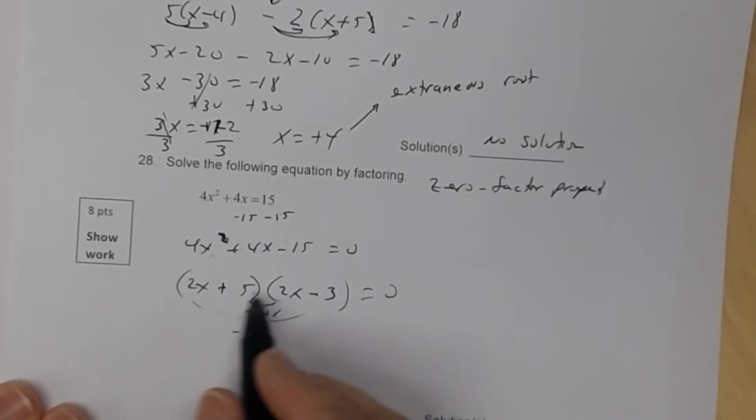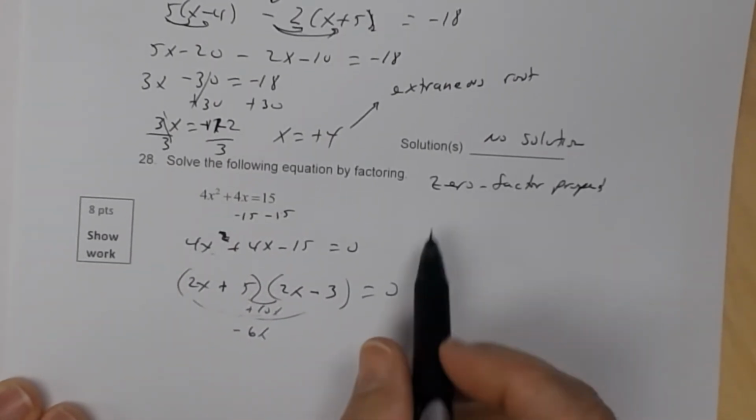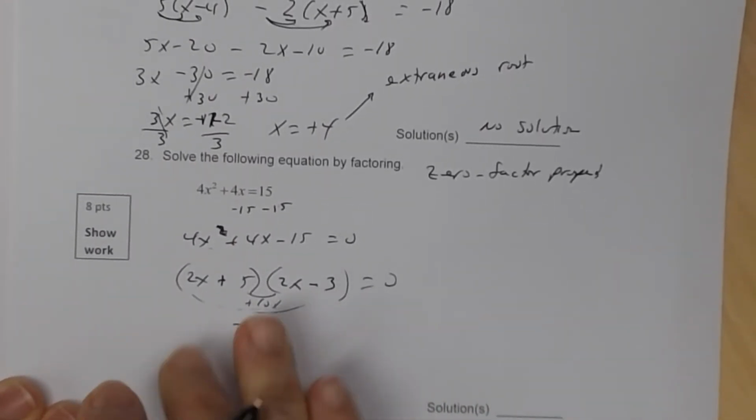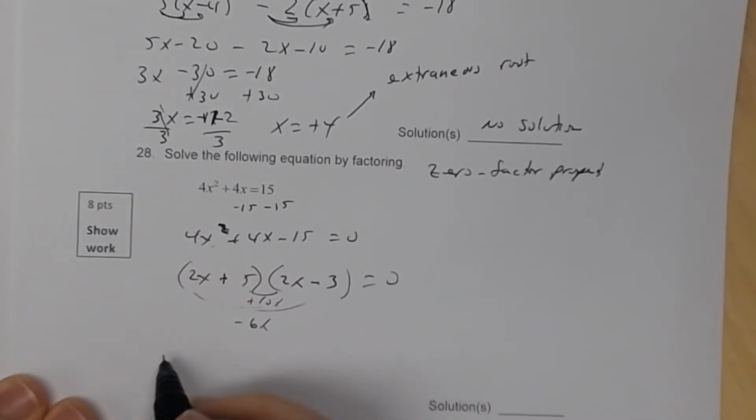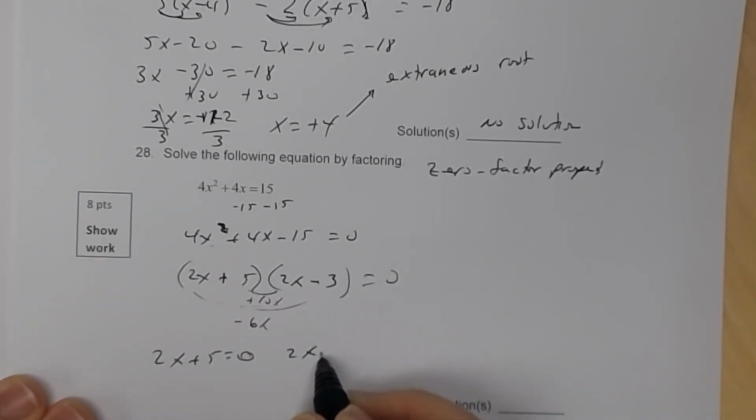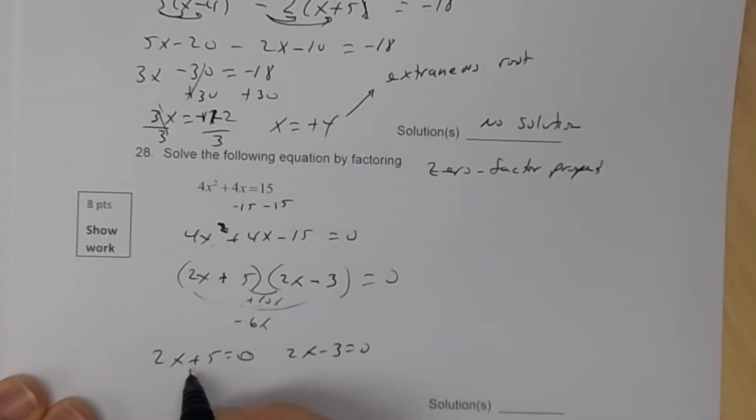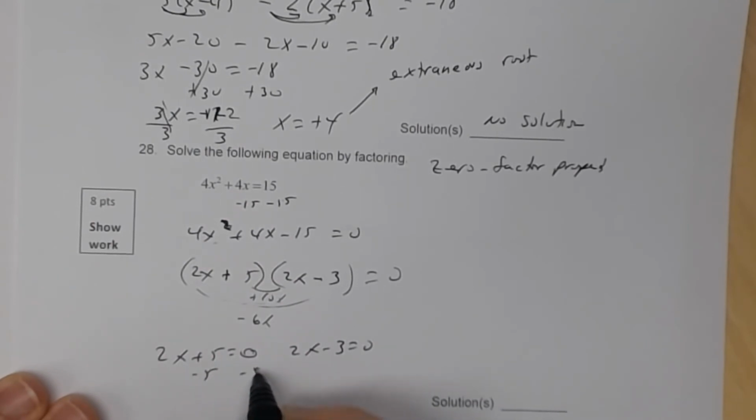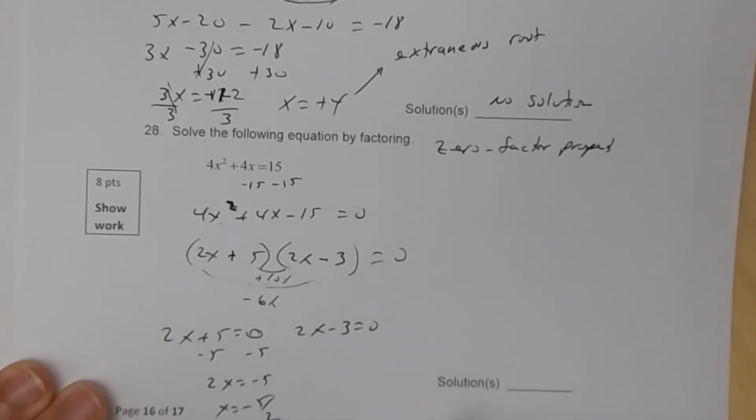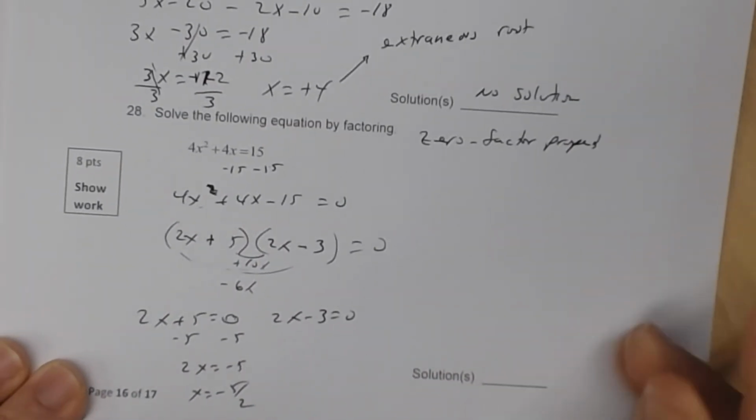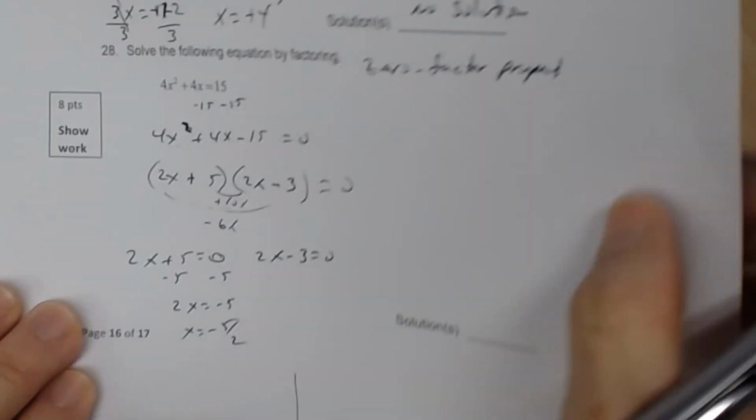So you got to set each of those factors equal to 0. That's where you're using the zero factor property now. So if you have two factors whose product is 0, then one of those has to be 0. So you say 2x plus 5 equals 0, and then 2x minus 3 equals 0. And then you notice these are linear, so you just solve for x. So you subtract 5 from both sides, you get 2x equal negative 5, so x is negative 5 halves. There's one of your solutions. So x equal negative 5 halves.